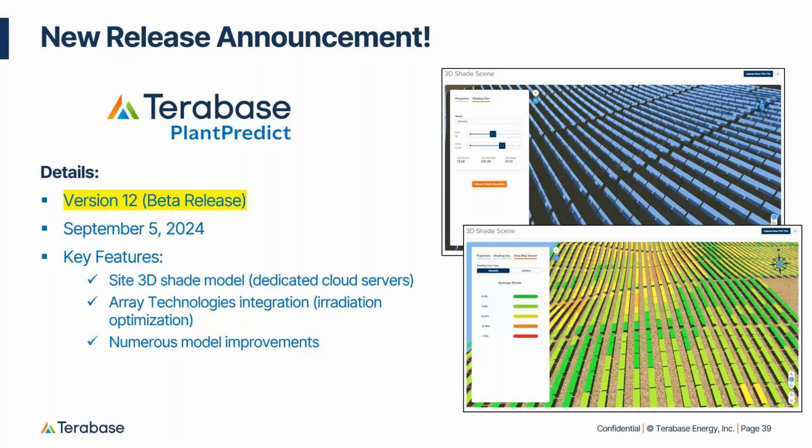We've also got a few other notable features included in version 12, including a new integration with Array Technologies. In some ways, it's a similar sort of API integration as what we just talked about regarding PVRADAR. But basically, it's going to allow predictions to retrieve tracker rotation angles directly from ATI using ATI's proprietary tracker control algorithm for irradiance optimized backtracking. This is really an exciting integration because we're starting to bring the model closer to how the installed system will actually behave. So it's notable.